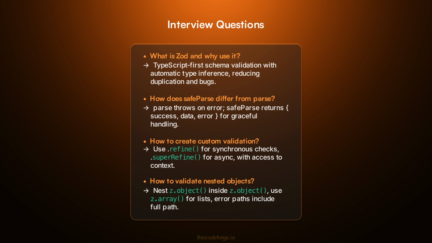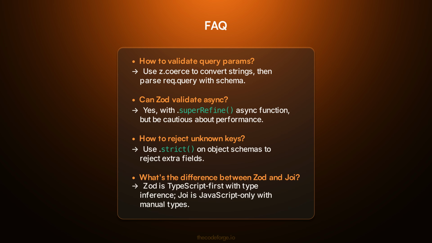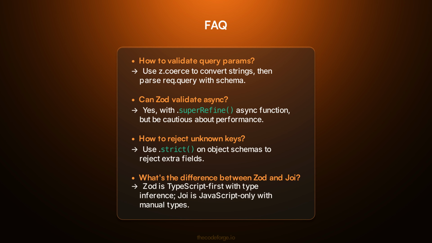How to validate nested objects? Nest z.object inside z.object. Use z.array for lists, and error paths include the full path. And a few frequently asked questions. How to validate query params? Use z.coerce to convert strings, then parse req.query with the schema. Can Zod validate async? Yes, with superRefine and an async function, but be cautious about performance.